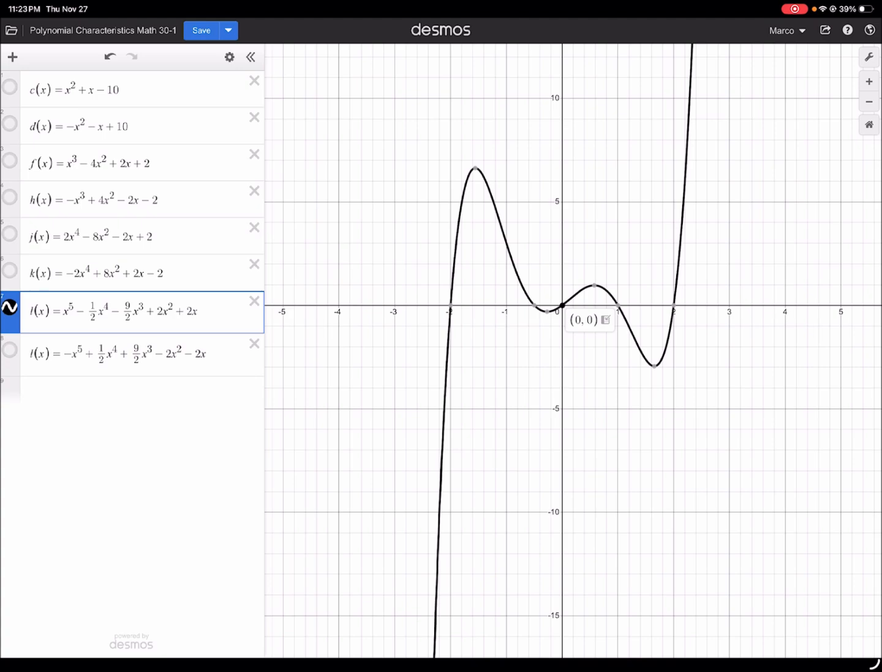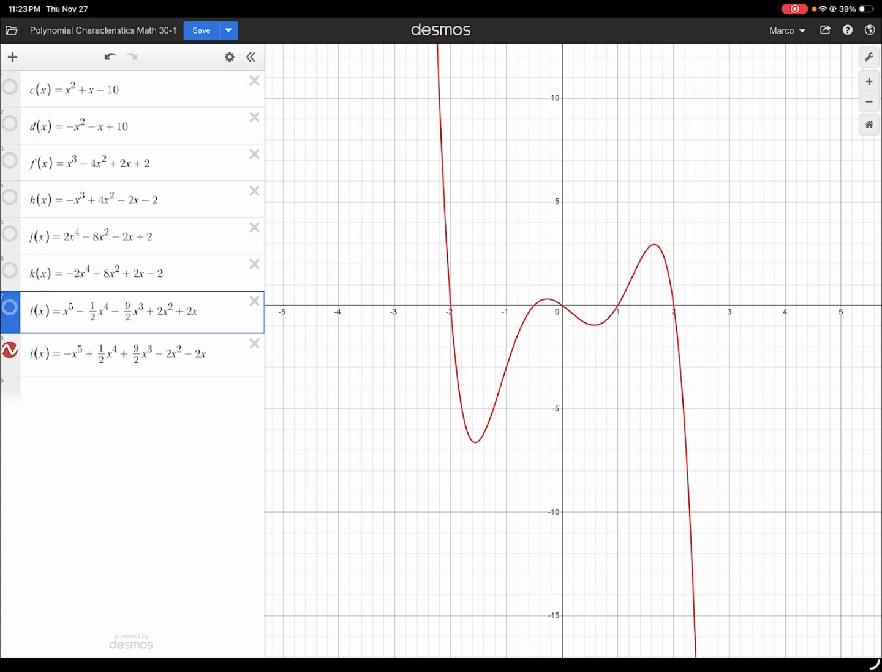Let's take a look at the next case. This would be a fifth degree with a negative leading coefficient. Again, this one's just a reflection of the other graph. But look at the end behavior. The end behavior goes in opposite directions.